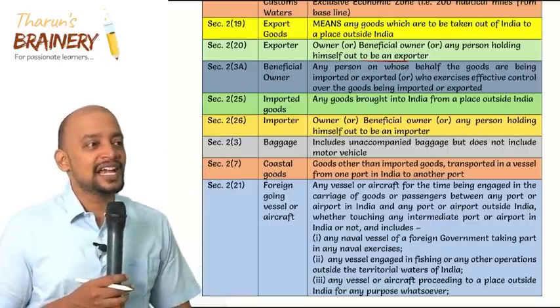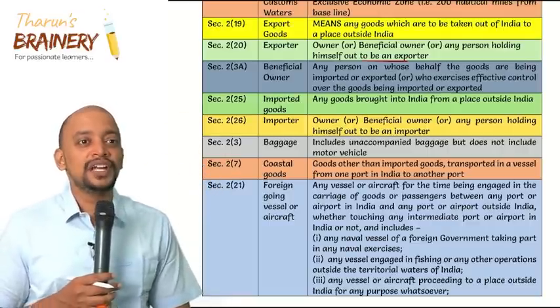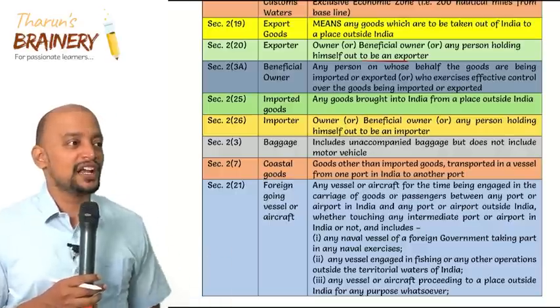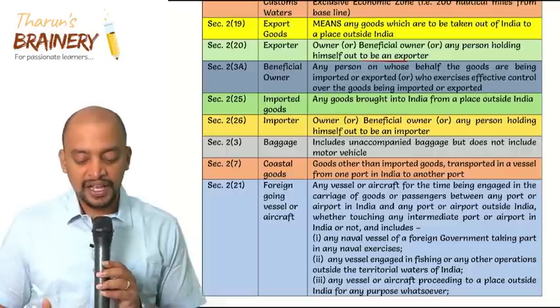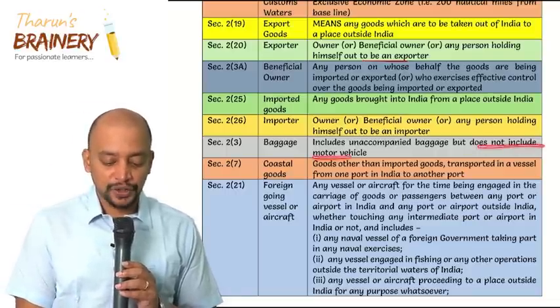and all. At that time airways was not there, it was only the ship, so in the ship they used to take lots and lots of luggage. Under that context it has been given, but now it is irrelevant. So anyhow, baggage does not include motor vehicle.